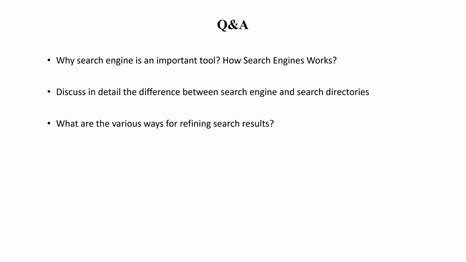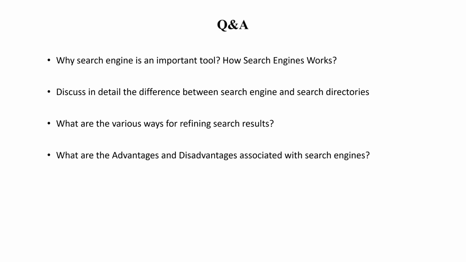What are the various ways of refining search results? We have already discussed AND, OR, NOT, the proximity operator, file type search, and field tag search. All these give you refinement of your search. What are the advantages and disadvantages associated with search engines? We have already discussed the challenges and opportunities and the positive sides search engines have, so it will be an important answer on consulting that part.